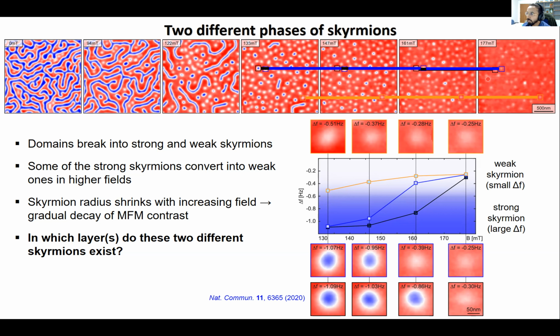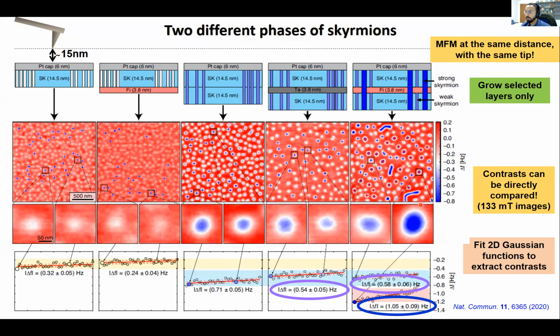What we are also observing is that there is a shrinking in the radius of the skyrmions, which we can say because the MFM contrast is decreasing. So the MFM contrast can be directly correlated with the shrinking of the dimension of the skyrmions. Now, how do we explain this? What is really happening here? So of course, to understand this, we had to take help from simulation. But before that, we also did some controlled experiments to really understand what is going on.